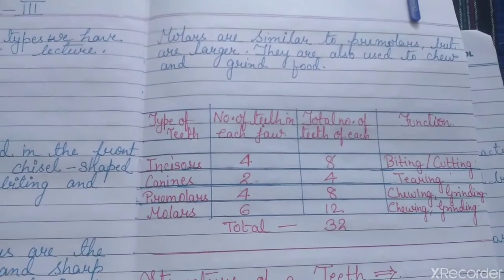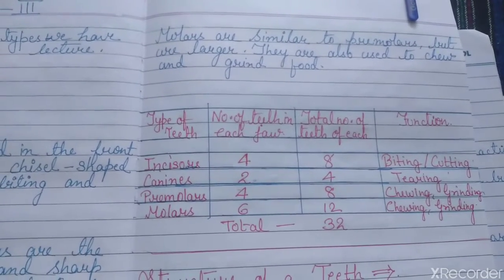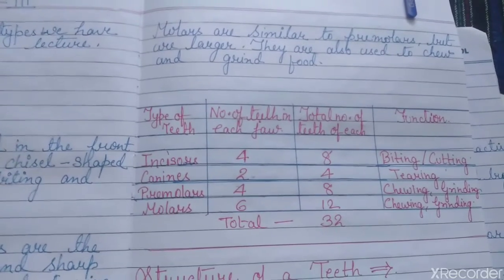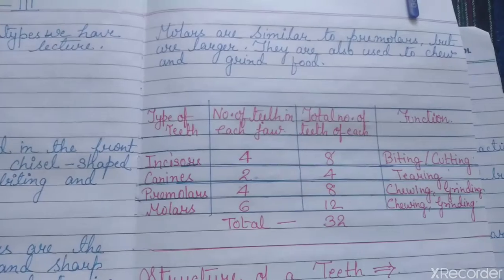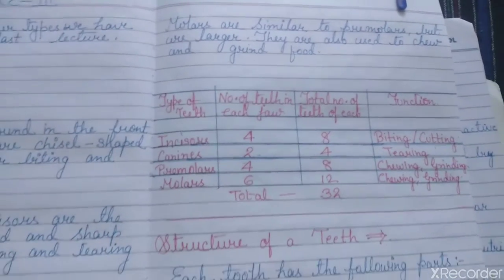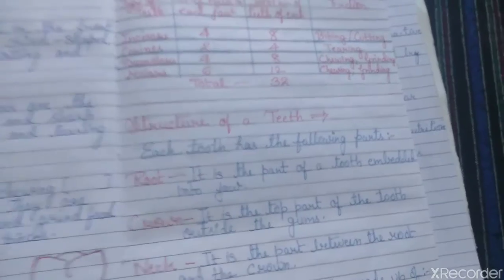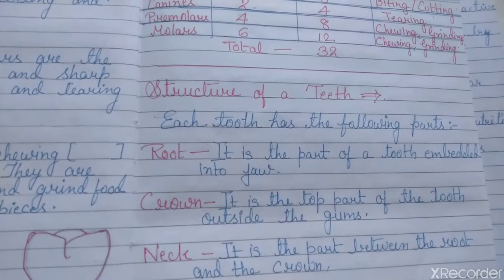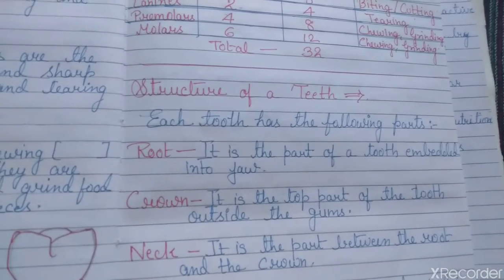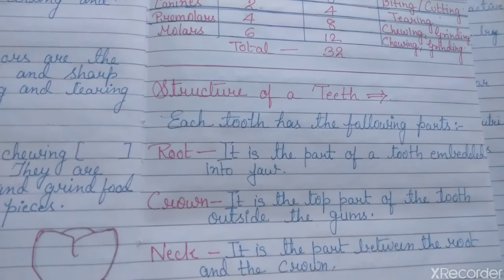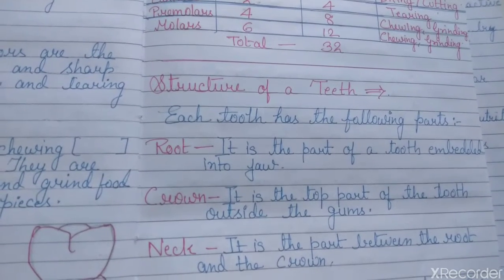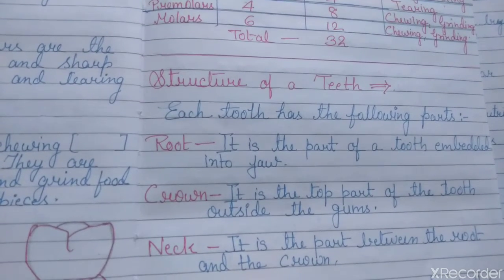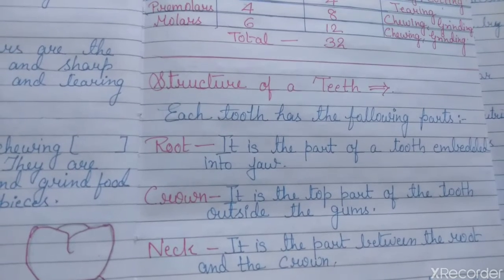Next, we take the topic of the structure of teeth. With the help of a diagram I am going to explain it to you. Each tooth has the following parts. First, the root. It is the part of the tooth embedded in the jaw. They are all fixed to both jaws, upper or lower. The crown is the top part of the tooth outside the gums, which I have already shown you.